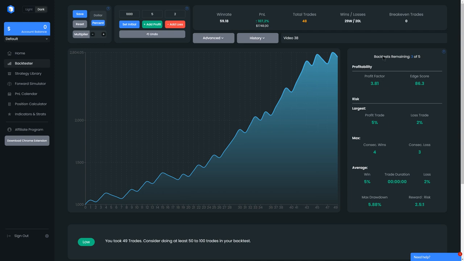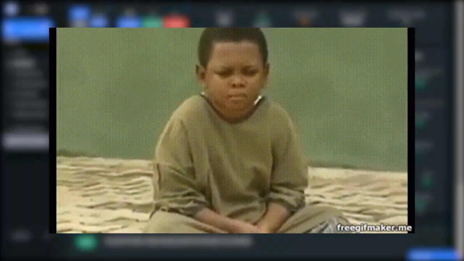These results were made possible by risking 2% of the account size to make 5% per trade, hence the 1 to 2.5 risk-to-reward ratio. Now, you may be thinking, well, that strategy seems super interesting.